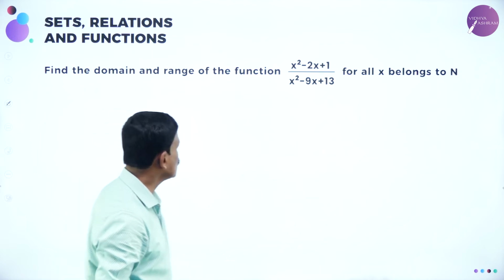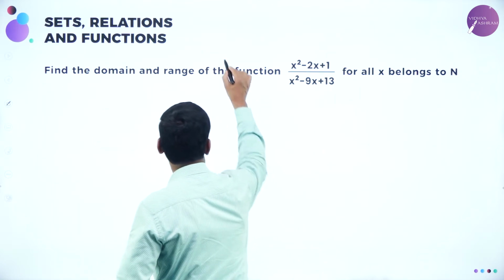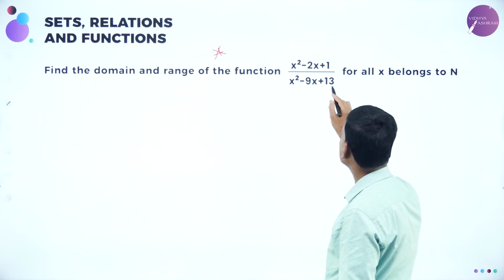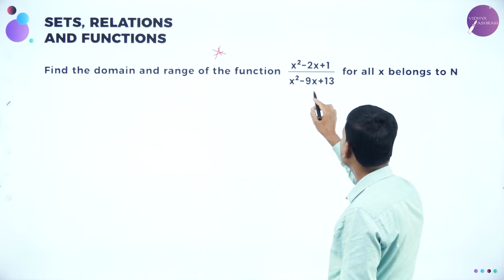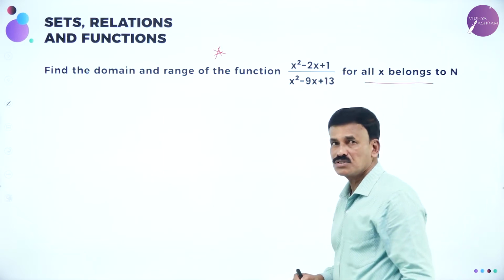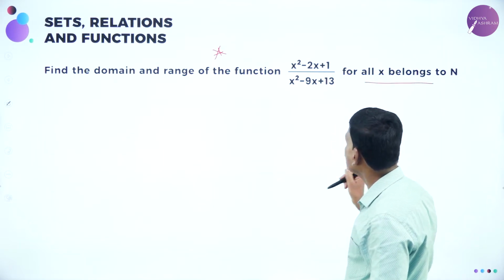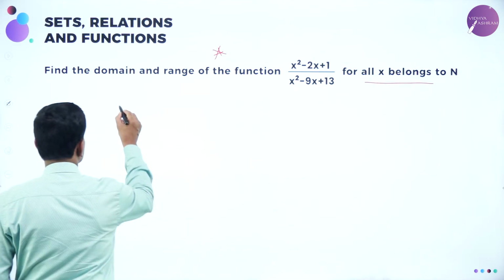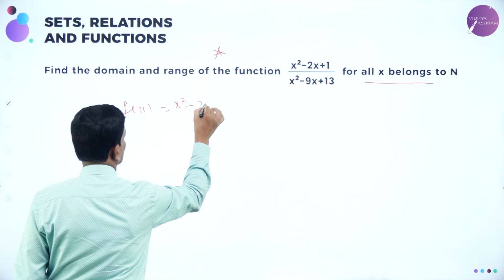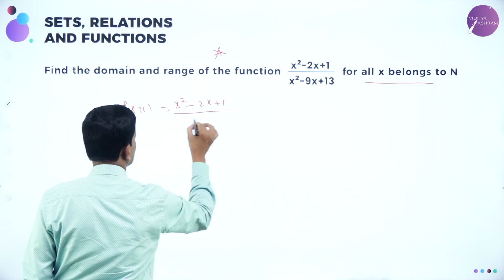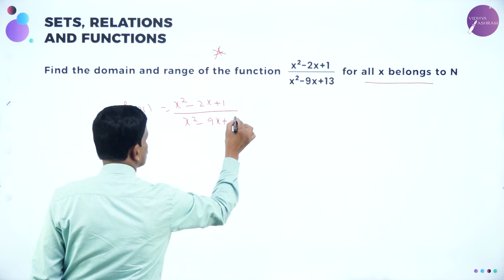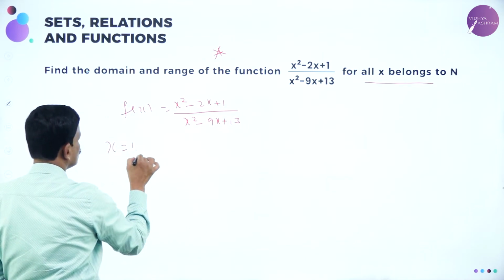Now, let us come to the next problem. This is very important. Find the domain and range of the function x square minus 2x plus 1 divided by x square minus 9x plus 13 for all x belongs to N. So, I have to find the range and domain for this function. What is the problem given? Let us consider this as f of x. f of x is equal to x square minus 2x plus 1 divided by, in the denominator, x square minus 9x plus 13. Let us take x is equal to 1.